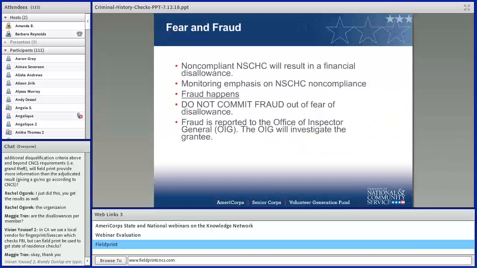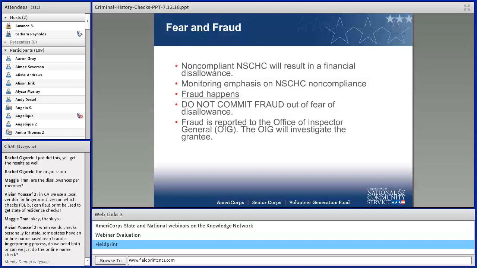Let's talk about fear and fraud. I know we just went through the mitigation matrix, and we just talked about disallowances, and the real financial consequences of not doing your criminal history checks correctly, and I know it can be very scary for grantees, and it's had this really unfortunate unintended consequence of fraud. And I just want to reiterate that fraud is never worth it. It's never worth it. You would always, always rather pay the disallowance than be investigated for fraud.